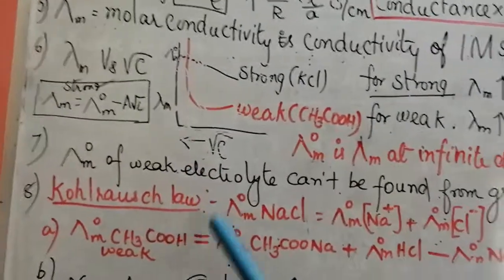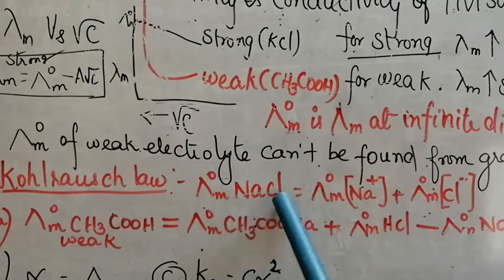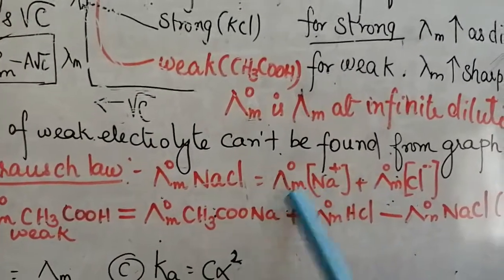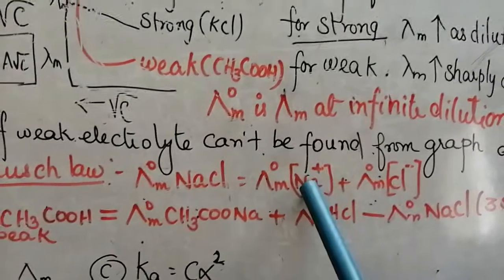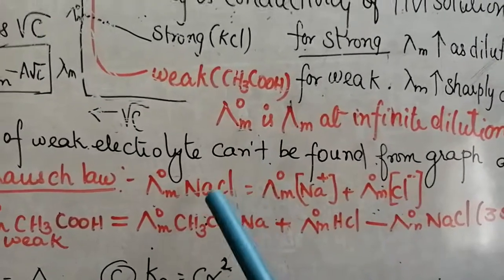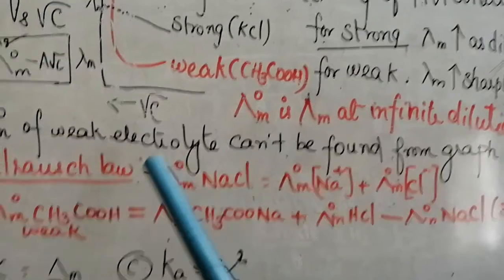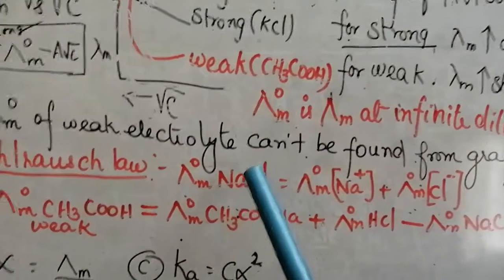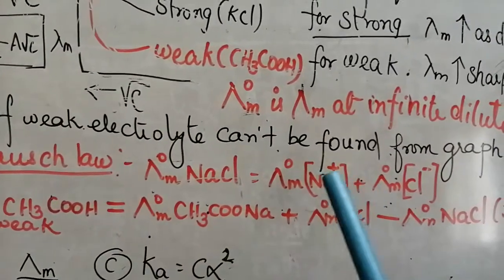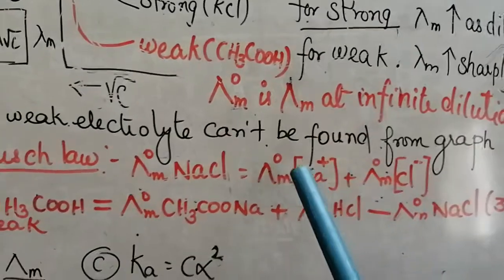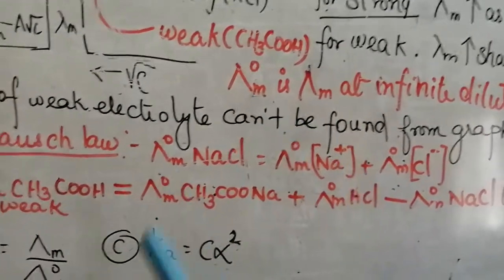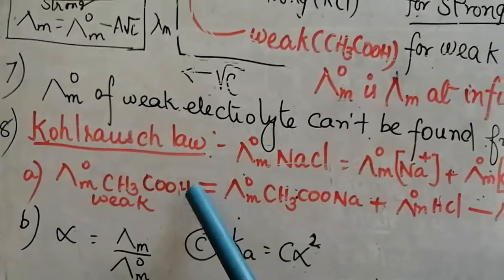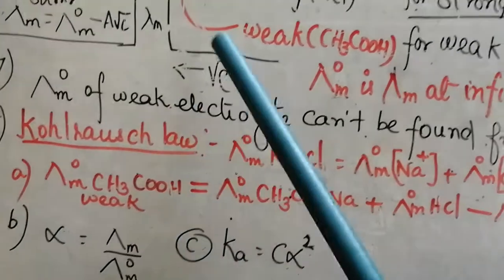What is Kohlrausch law? The molar conductivity of any electrolyte, for example, I have taken NaCl, is the sum of individual contributions of the cation and the anion present in the electrolyte. Any electrolyte can be taken. For example, take acetic acid. Who will give the contribution? Acetate ion and H plus ion, which I cannot find out using this graph.